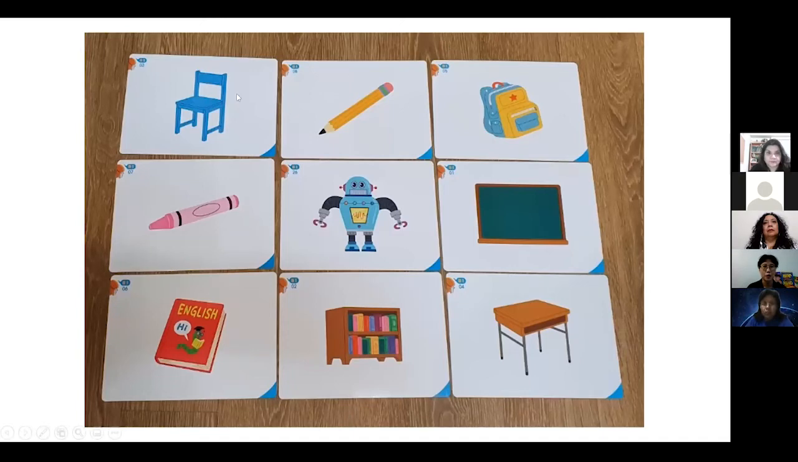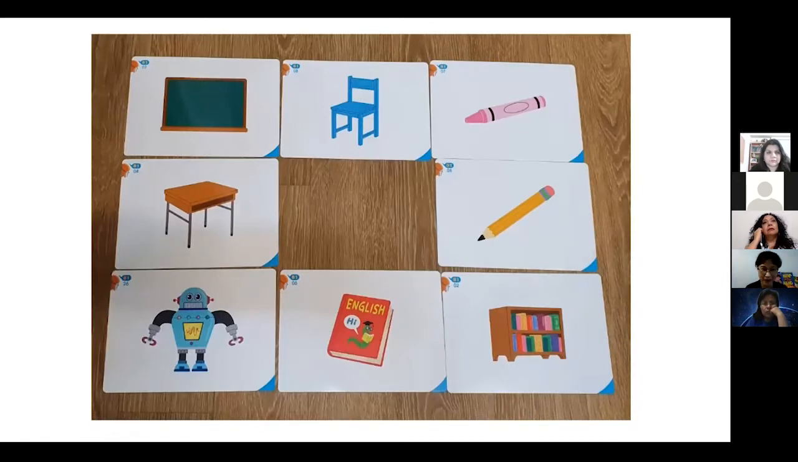So we have a chair, a pencil, a backpack, a crayon, a robot, a board, a book, a bookcase, and a desk. Now you have to memorize all these cards. There are 9 cards, 9 pictures, 9 objects. Now I'll take away one of the cards and you have to guess what's missing. So here, what's missing, everyone? Can you guess? Is it too difficult?